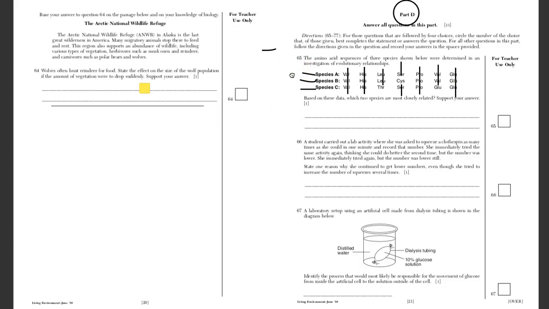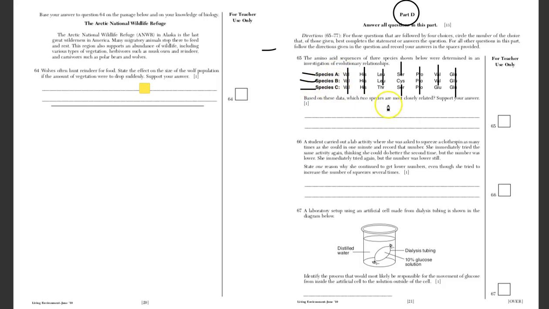This is not looking good. Let's see how many B and C have in common. 1, 2, 3, 4 things in common. Let's see how much A and C have in common. 1, 2, nope. 3, 4, nope. 5. So the winner is species A and species B.